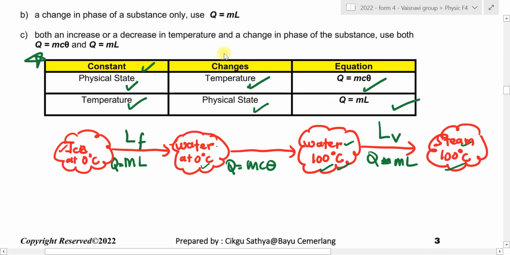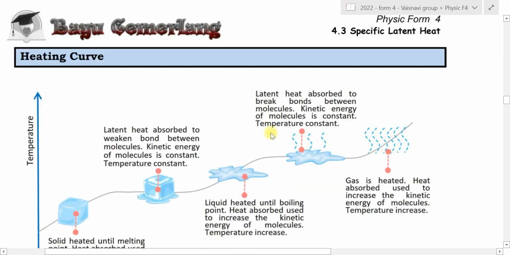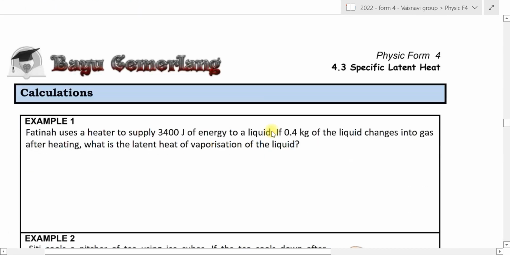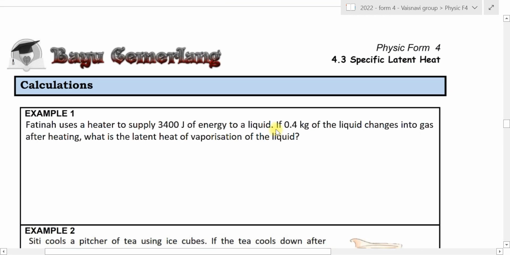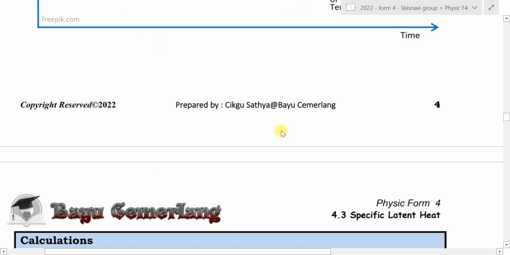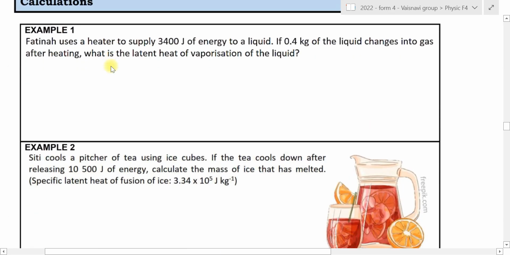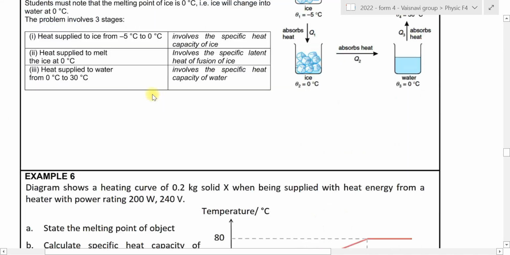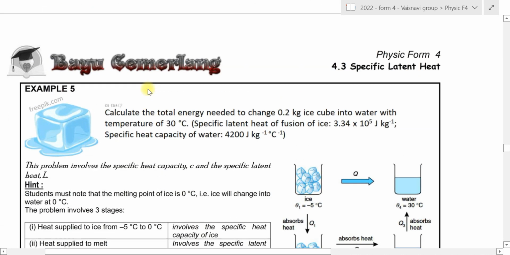Sir, can go to washroom for a while? Can. Sorry sir. Can. Okay, I also go washroom. Okay. Jom kita bincang calculation part. Can first we do calculation first. Okay sir. Because time consuming, we do the calculation part first.